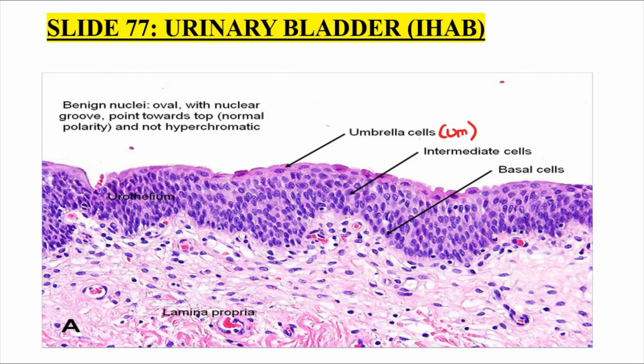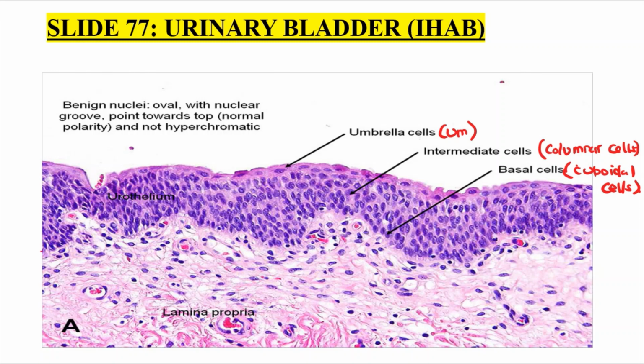And then you've got the intermediate cells. These intermediate cells are simply columnar cells. So you must know the intermediate cells are columnar cells. And then you've got basal cells. The basal cells are cuboidal cells. They are simple cuboidal cells. So this is how the transitional epithelia of a bladder is formed.